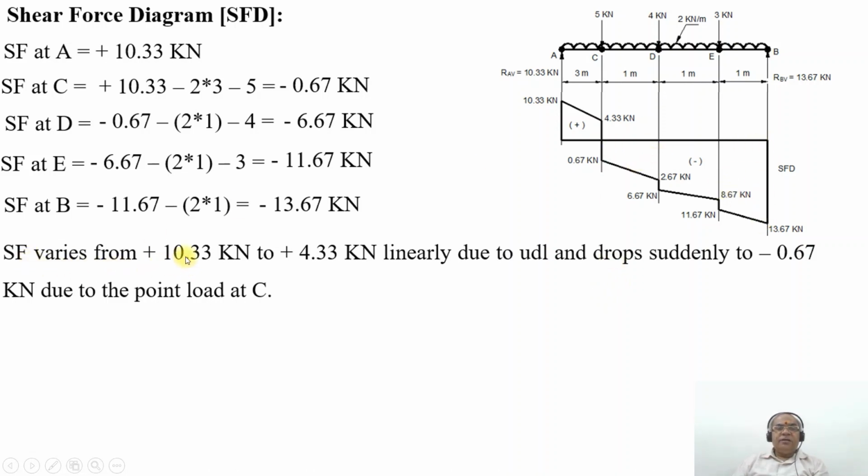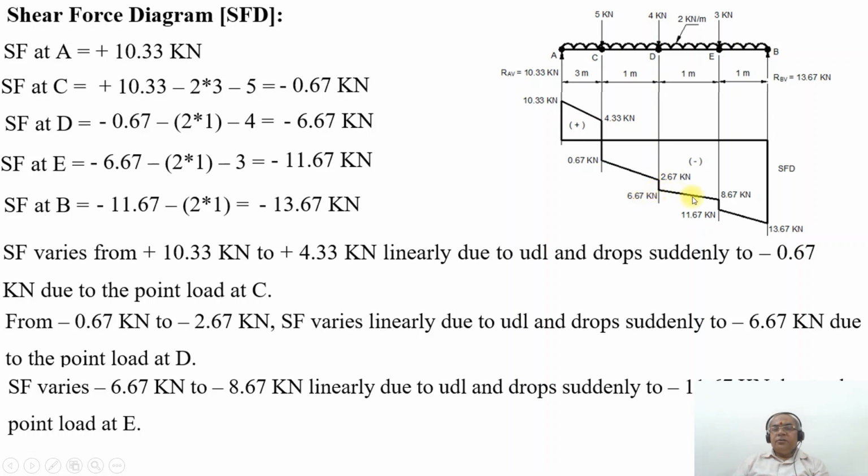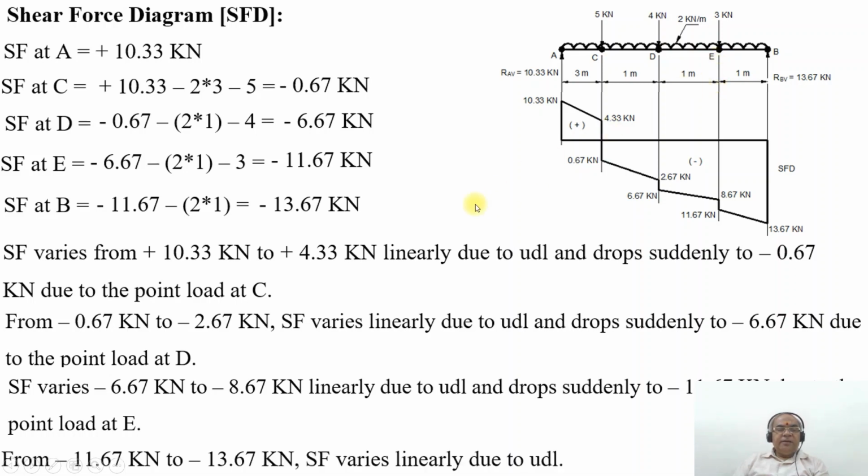That is what we have explained, which is plus 10.33 kilonewton to plus 4.33 kilonewton linearly due to UDL, and drops suddenly to minus 0.67 kilonewton due to the point load at C. Then again minus 0.67 kilonewton to 2.67 kilonewton because of the UDL, and drops suddenly to minus 6.67 kilonewton due to the point load at D. Again it varies from 6.67 kilonewton to 8.67 kilonewton because of UDL, and drops suddenly to minus 11.67 kilonewton due to the point load at E. Similarly, from minus 11.67 kilonewton, it drops to minus 13.67 kilonewton because of UDL.